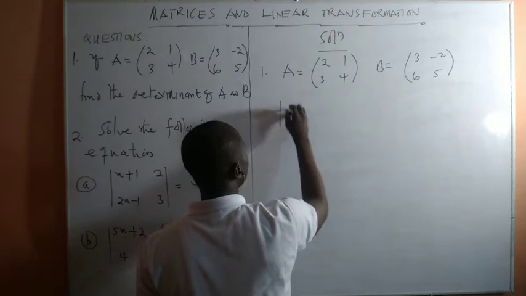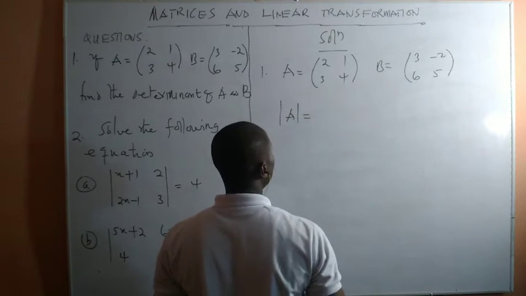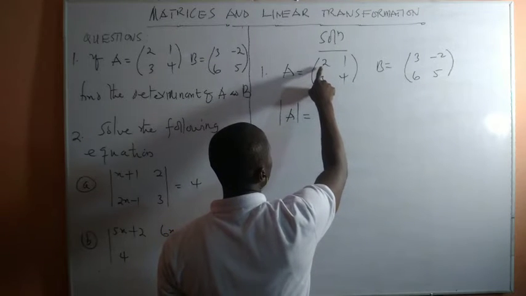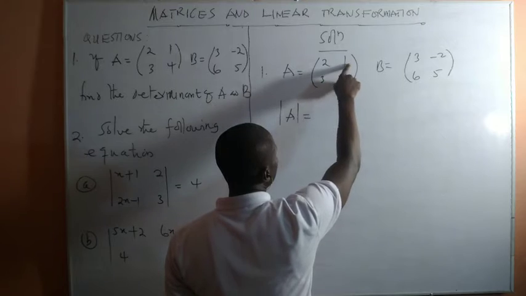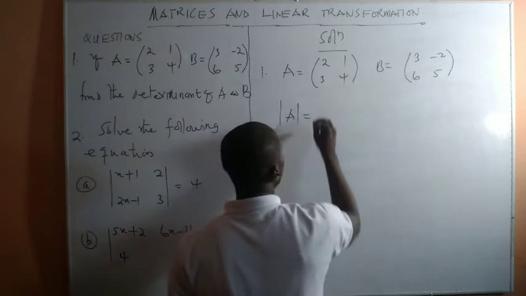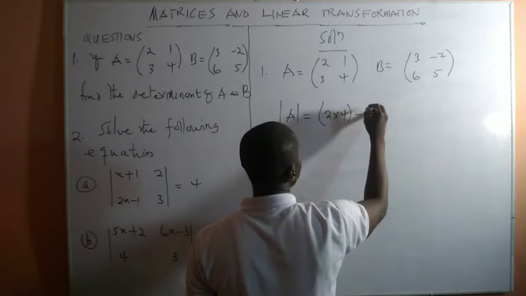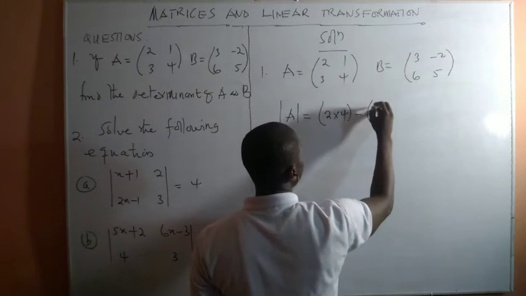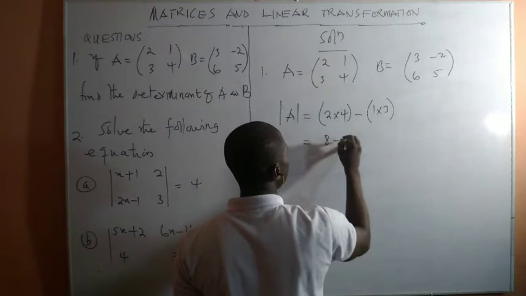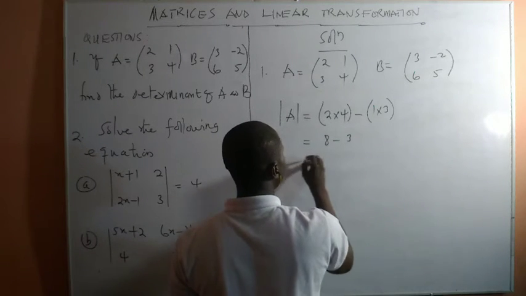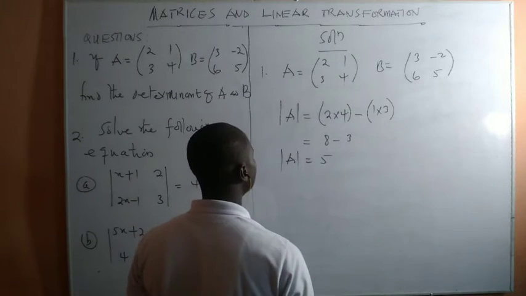So the determinant of A will be equal to, you know that for the determinant of a matrix, we multiply the first element by the fourth element minus the multiplication of the second element by the third element. So we are going to have 2 times 4 minus 1 times 3. And so this will be equal to 2 times 4 is 8 minus 1 times 3 is 3, and the answer will be 5. So the determinant of A is equal to 5.